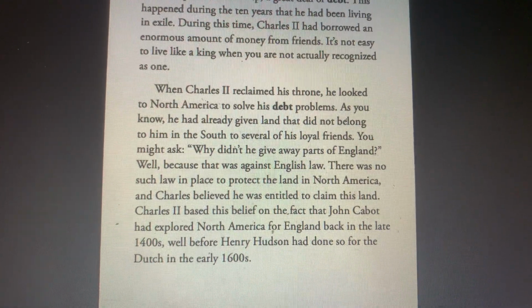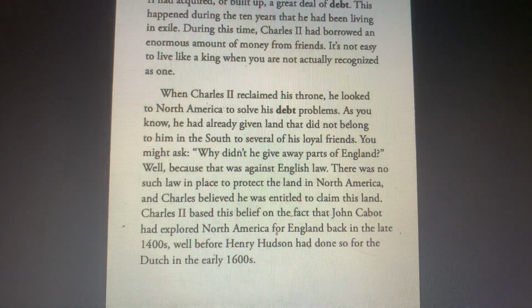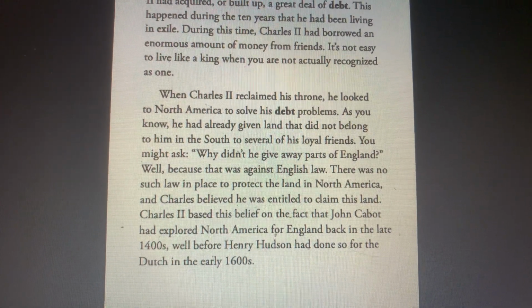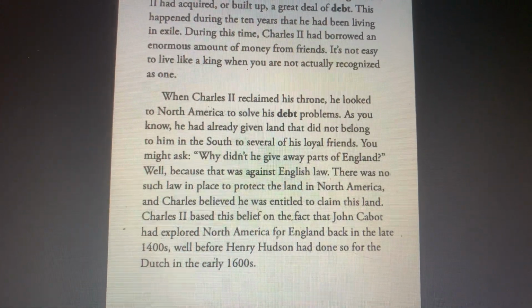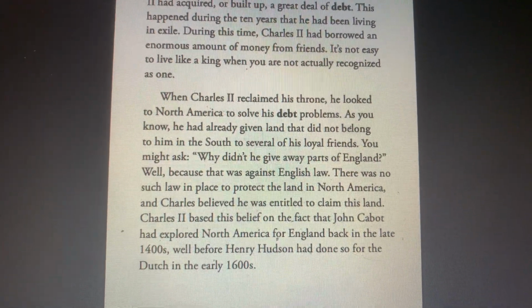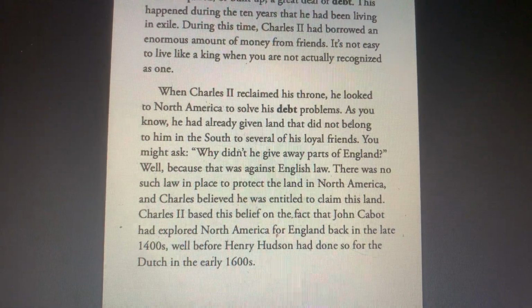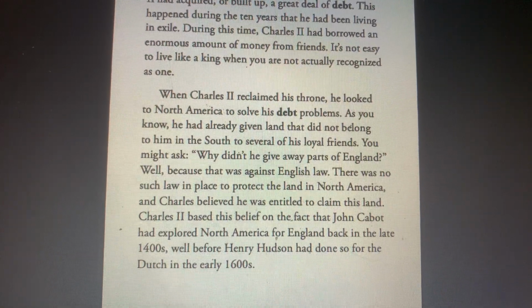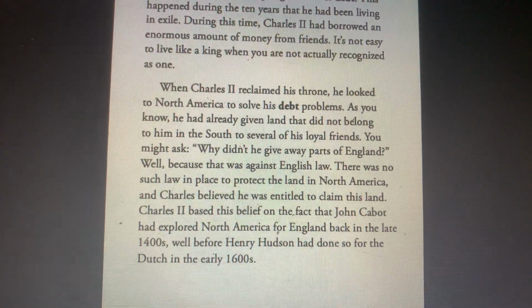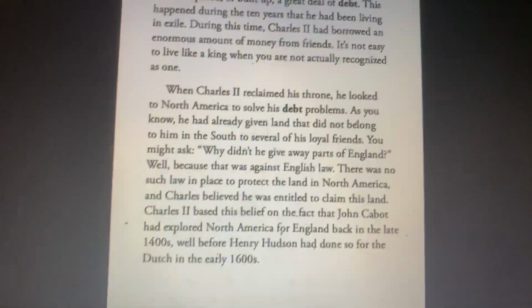There was no such law in place to protect the land in North America, and Charles believed he was entitled to claim this land. Charles II based this belief on the fact that John Cabot had explored North America for England back in the late 1400s, well before Henry Hudson had done so for the Dutch in the early 1600s.